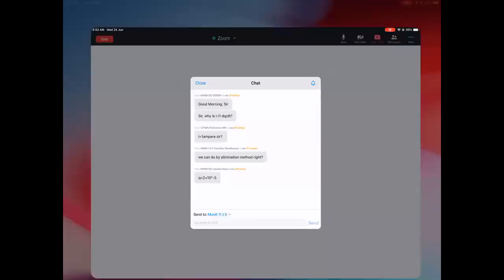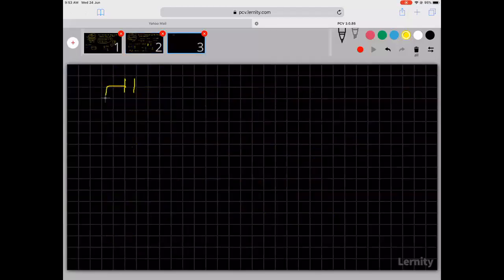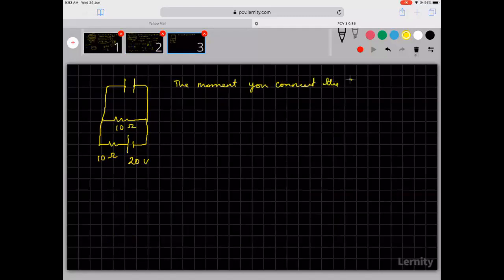So I will repeat some fundamental things again. So this is a capacitor, this is a resistor, and this is another resistor. So this is 20 volts here, this is 10 ohms here, this is 10 ohms here. So the moment you connect the circuit, charge starts moving, and the current starts going this way.